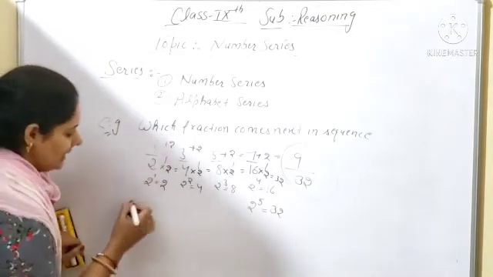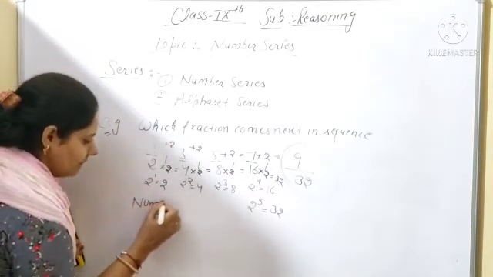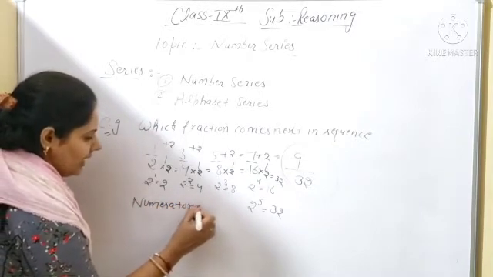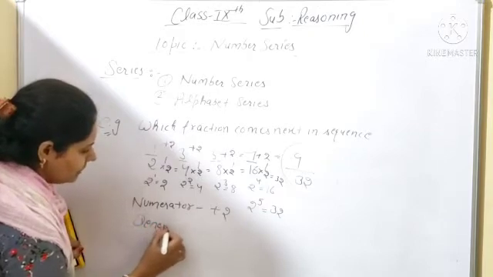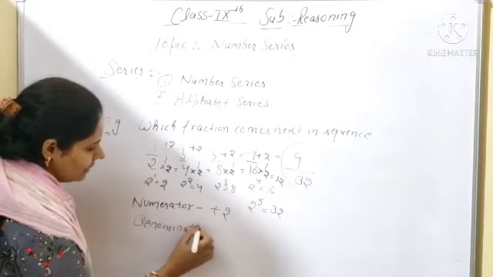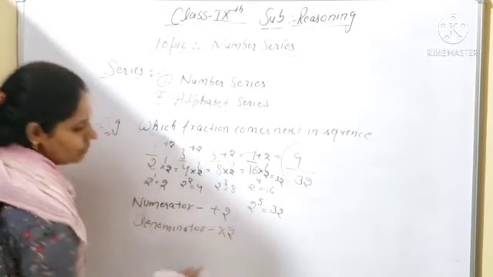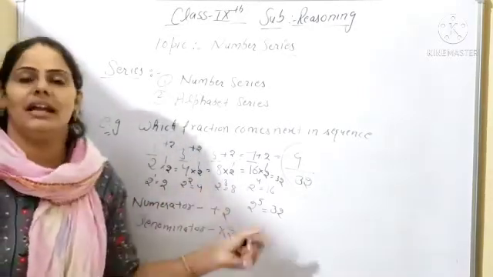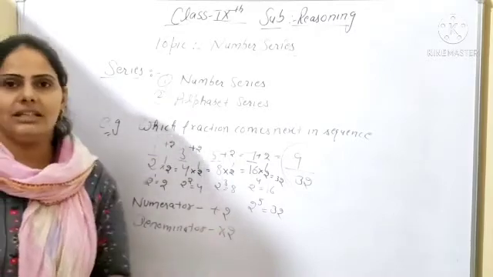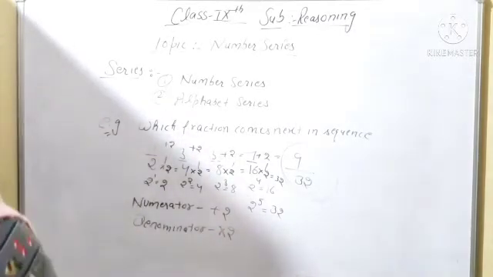Okay, so it means you can say in the numerator, what are you doing? In the numerator you are adding 2, and in the denominator, what are you doing? You are multiplying by 2. Each number you are multiplying by 2, and in the numerator you are adding 2. Clear? Each number with 2. So like that you have to complete your examples.